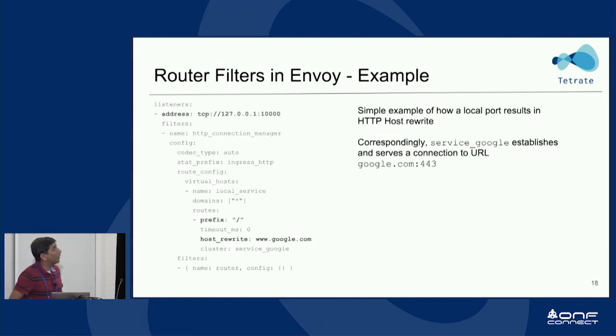So here's an example of such a custom filter. Basically, we are taking a virtual host with a star domain, and we are rewriting the host to google.com. This is actually an HTTPS connection, so you would be able to change the port to 443. This is how a typical YAML configuration looks for Envoy.